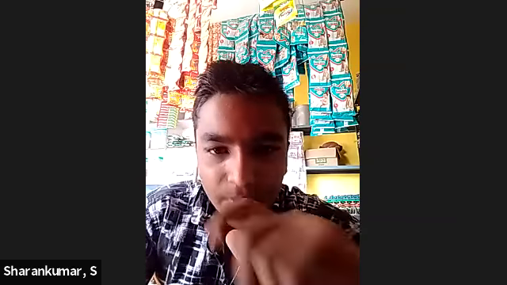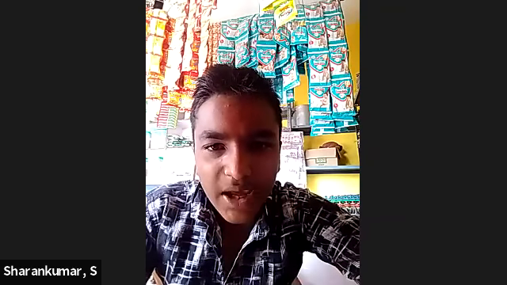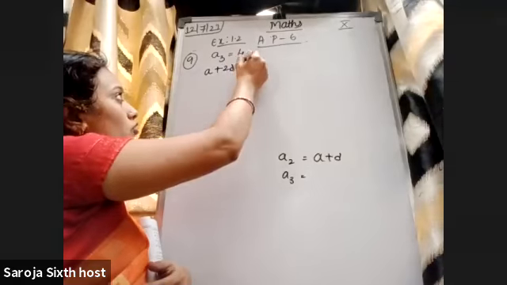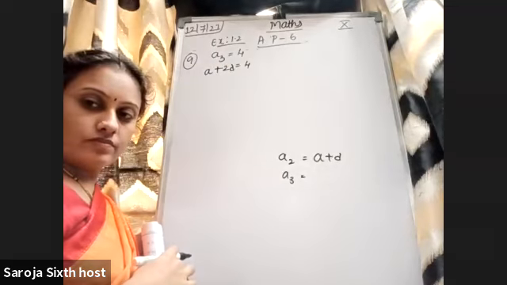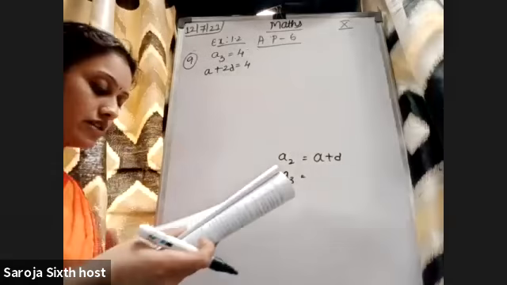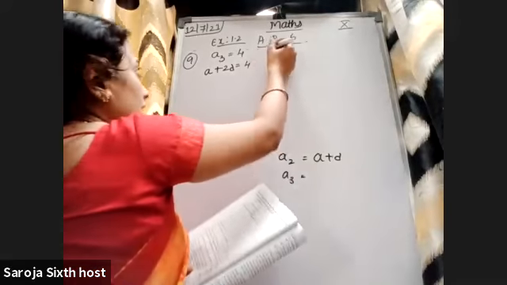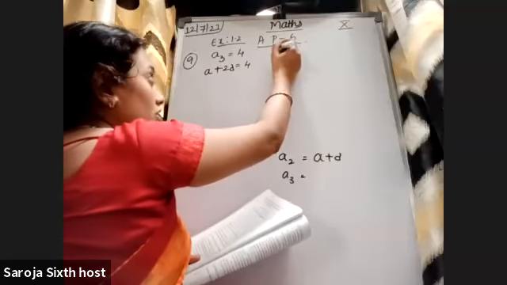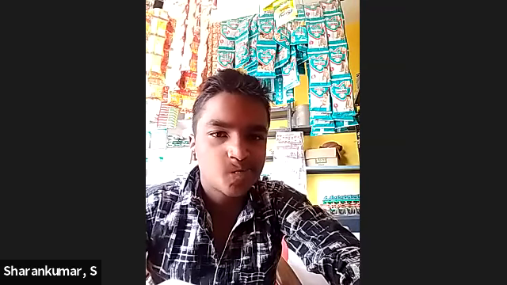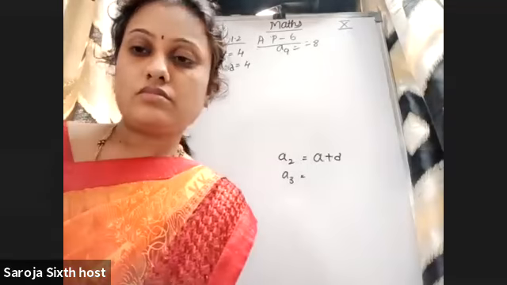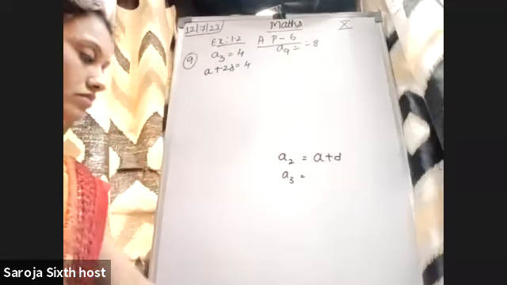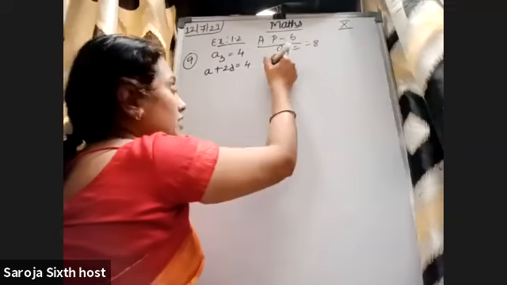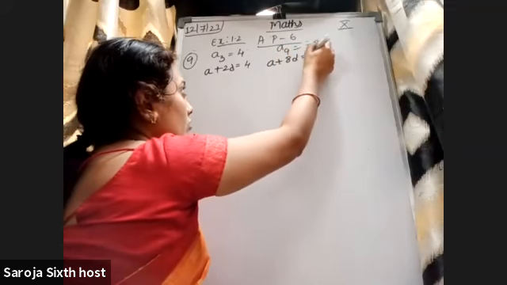A3 is equal to 4. Yes, this is the given thing. Next is A9, the ninth term, they had given. Okay, and this can be written as A plus 8D is equal to minus 8.